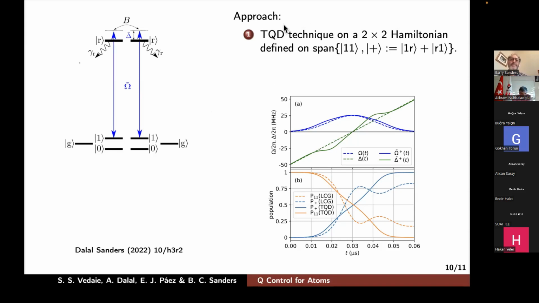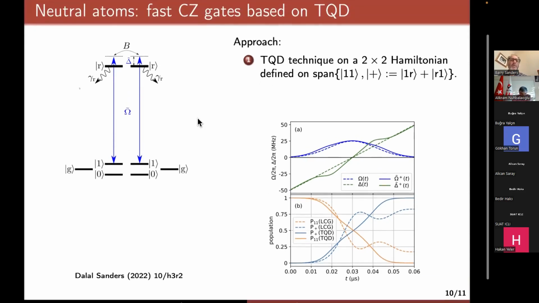So it's the 1R, so R and 1 and 1 and R, and we drive that 2-level system. We applied transitionless quantum driving to that subsystem, and then we embed it back into the whole dynamics. So we're able to design physical pulses.